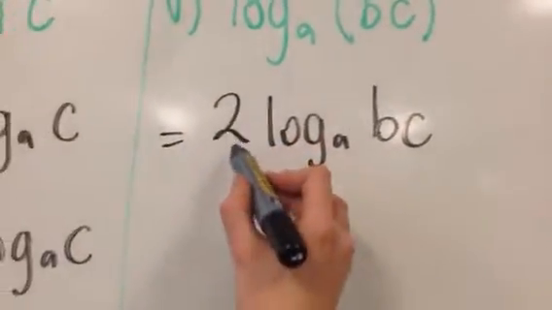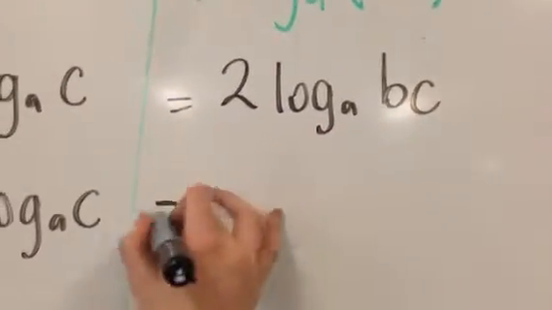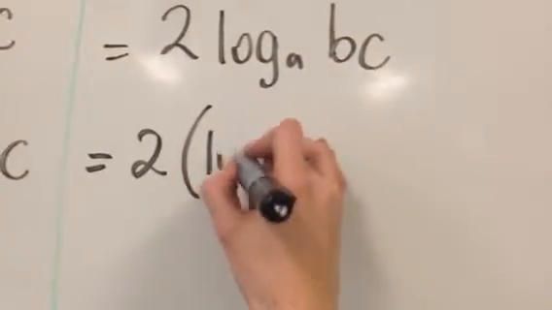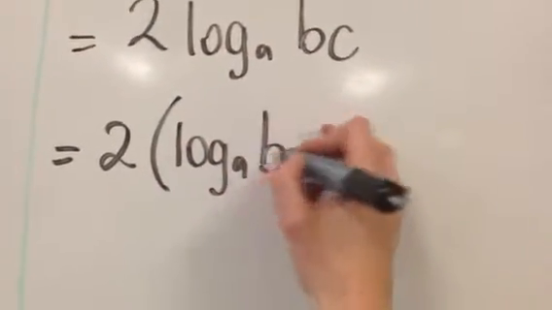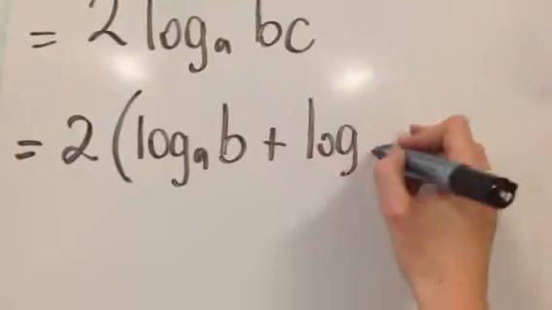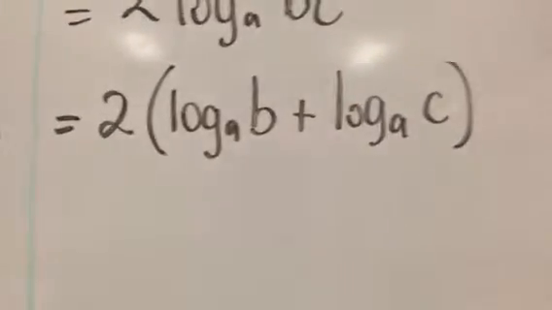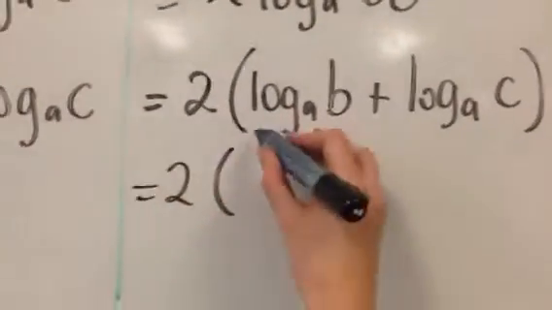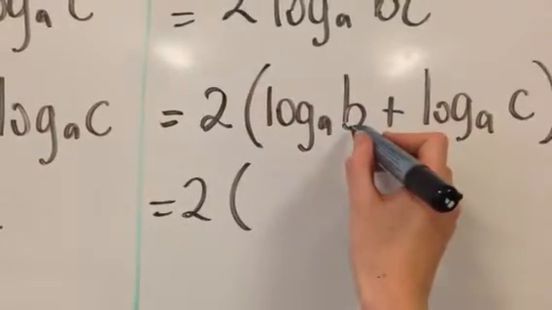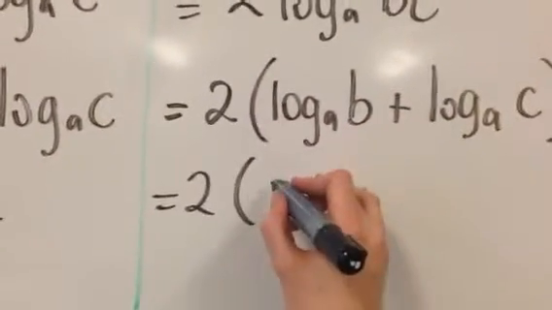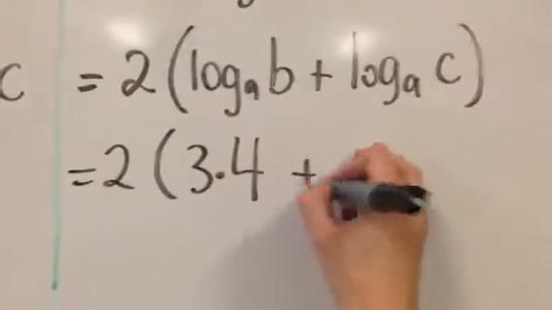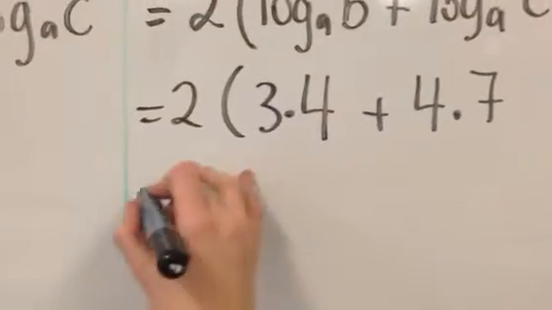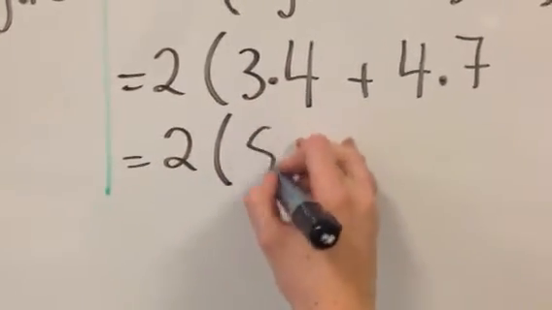Although I do need to realize that the 2 is being multiplied to this whole thing. So I'm going to put brackets in here so that I don't forget that the 2 is being multiplied by all of this now that I'm changing it into an addition. Okay. Now that I've got these 2 terms separately, let's make our substitutions. We know that log base A of B was 3.4. Log base A of C was my 4.7. So what do I get? 2 lots of 8.1.